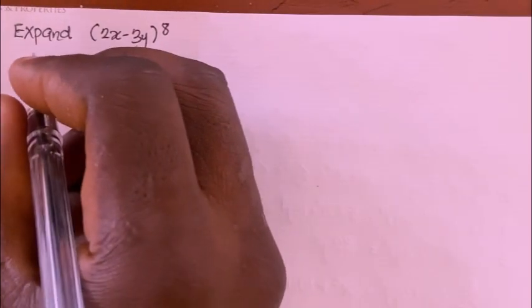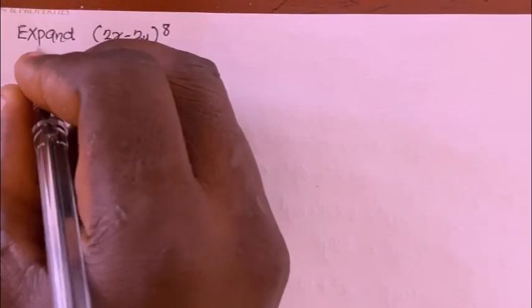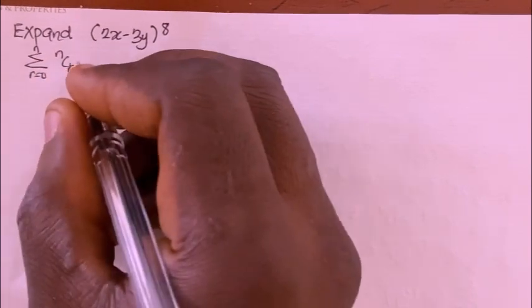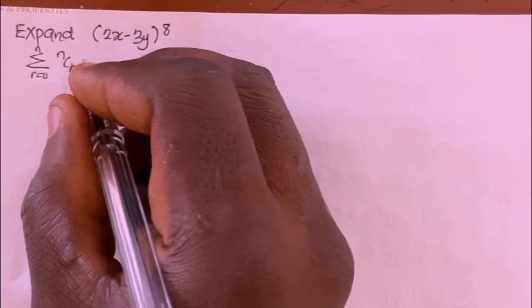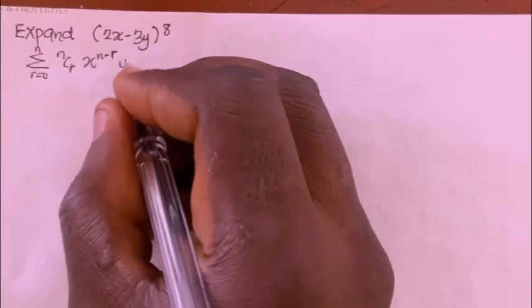So here we are going to have the summation, r equals 0 to n, of n combination r, followed by x raised to the power n minus r, then y raised to the power r. Exactly, so this is the expression.